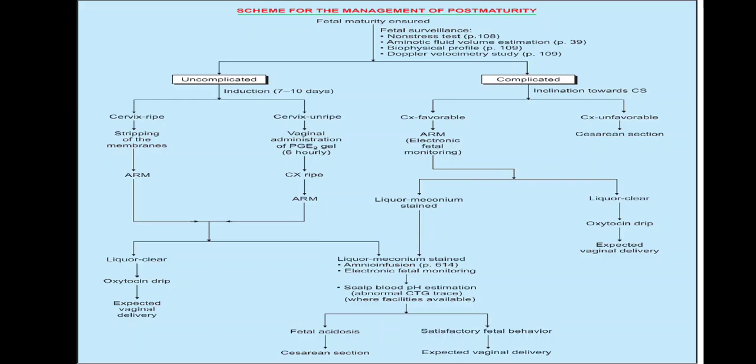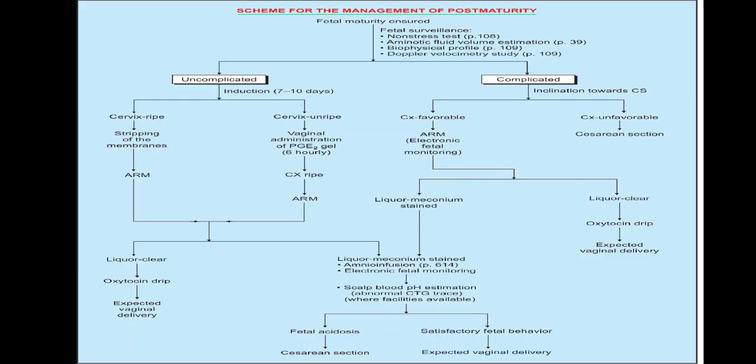However, if you notice the liquor is meconium stained, you do amnio-infusion and electronic fetal monitoring. Then you do a scalp blood pH estimation, where CTG trace is available. If there is fetal acidosis, you go for cesarean section. If there is satisfactory fetal behavior, you do expected vaginal delivery.